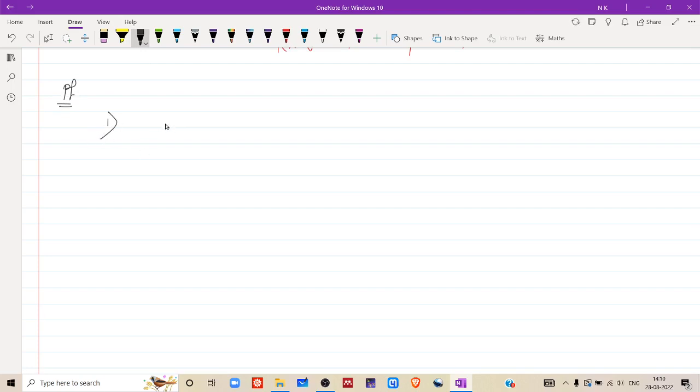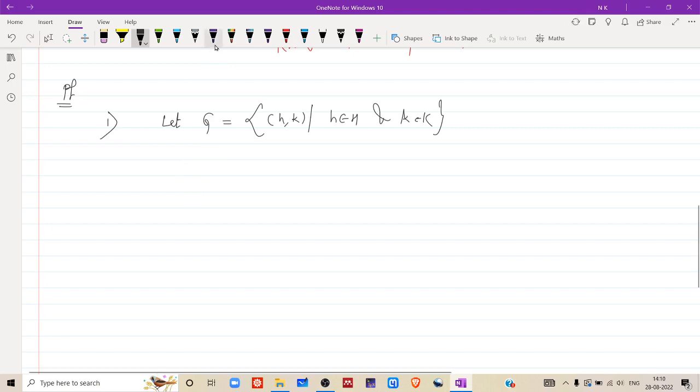Let G equal the set of all ordered pairs (h, k), where h is taken from H and k is taken from K. Now I want to prove that this set forms a group with the multiplication defined. Let me do it one by one. First of all, I will prove the closure property.